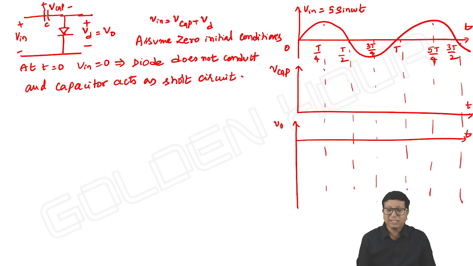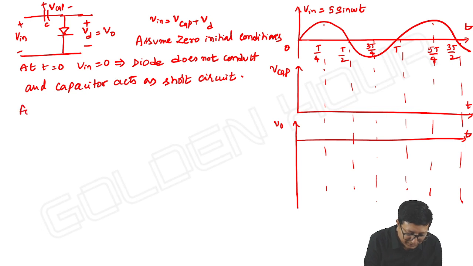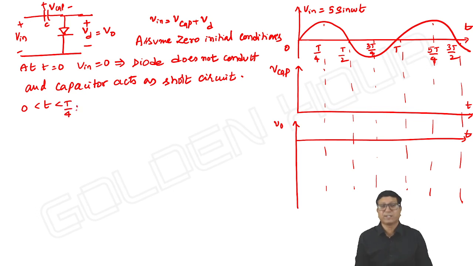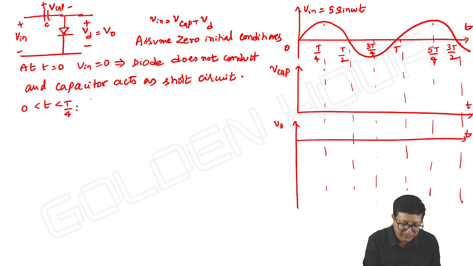Now, for t greater than 0, the diode starts conducting, assuming ideal. If the diode is ideal, what happens? Input is a positive going signal, so immediately the diode starts conducting. So, for t greater than 0, or I can take 0 to T by 4, 0 less than t less than T by 4, means during the first quarter cycle, positive quarter cycle, the input is a positive going signal and the diode conducts.